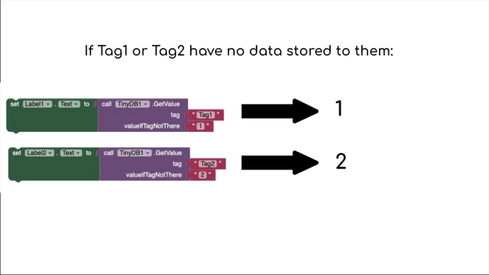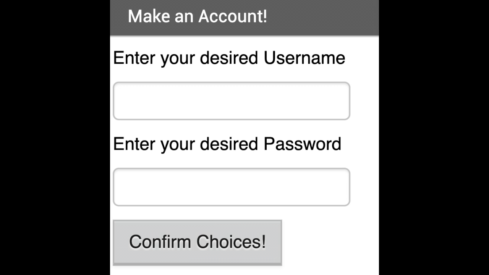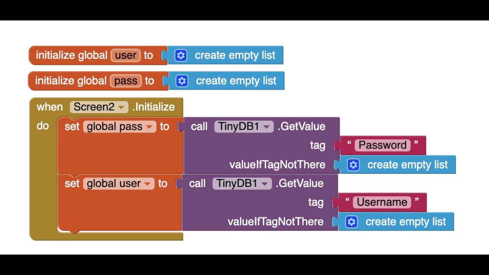Now that we know how the TinyDB component works, let's see how we can use it to help us make a login for our app. First, the Make an Account page. This part is quite simple. When we open the app to the screen, what you want to do is store a list to the TinyDB for two tags, username and password.